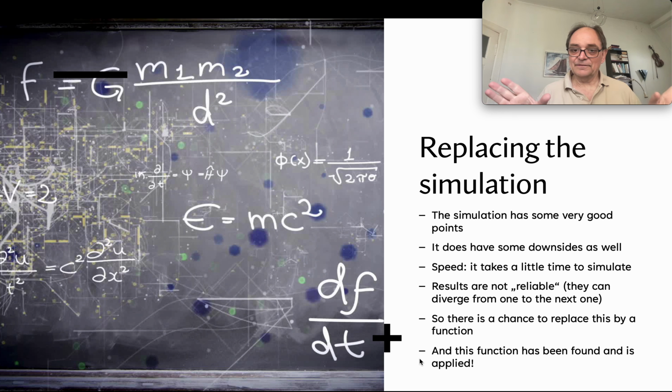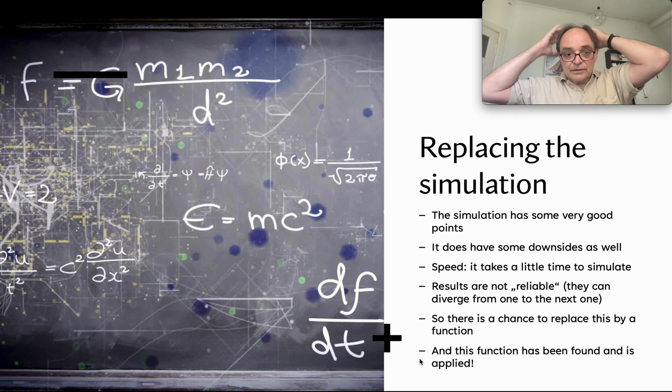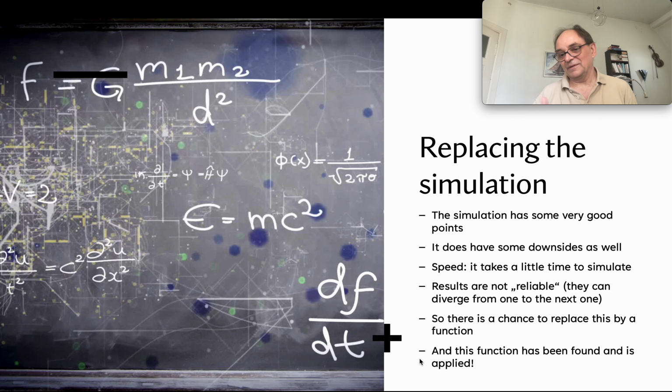This simulation has still some downsides because it takes a while. It does have its good point, but it does have some downsides as well. Speed: it takes a little time to simulate. If you make it 1,000 times per game and you have 100 games per day or so, it takes some time. Results are not reliable. They can diverge from one simulation to the next. So you get 136 for a win, or next time it's 134 maybe, because, well, it can happen.